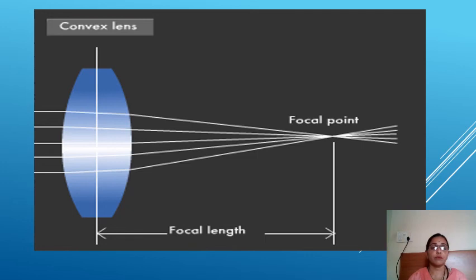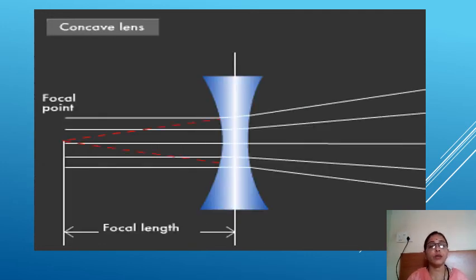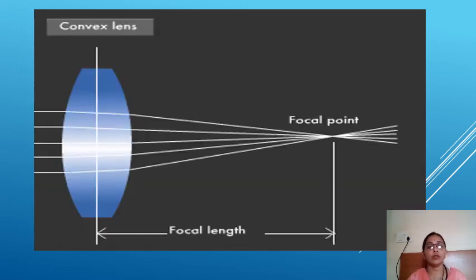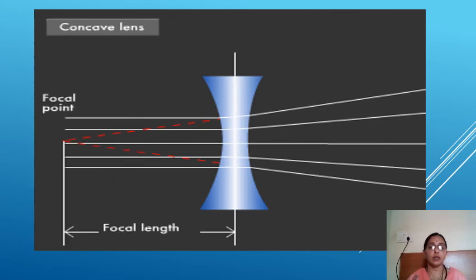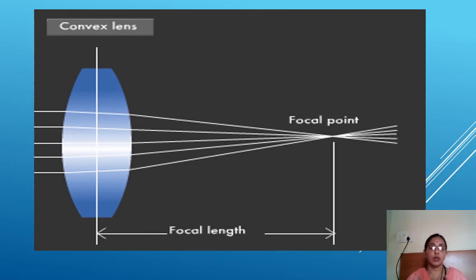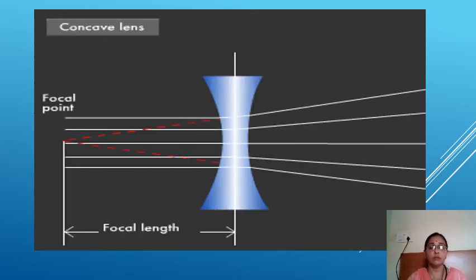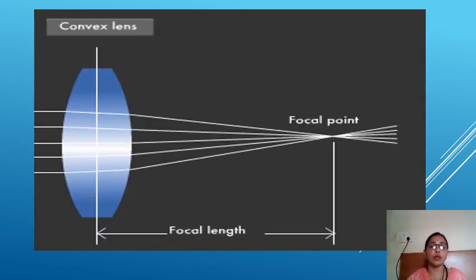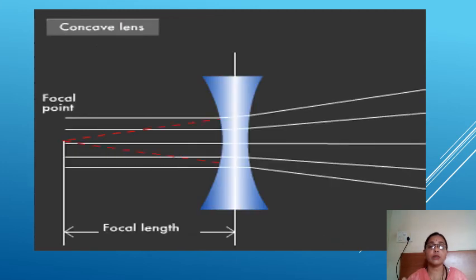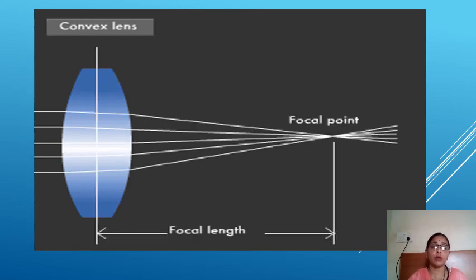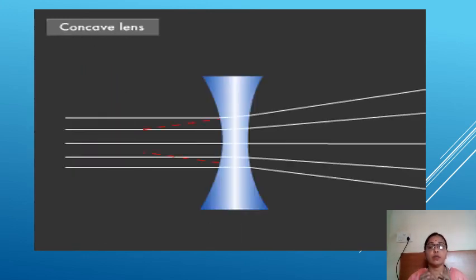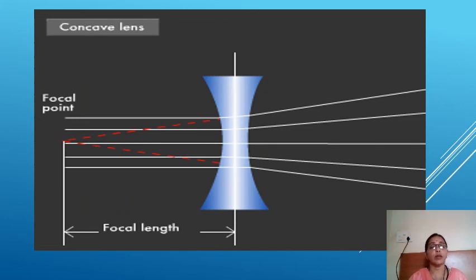So here just see, there is a video here, converging the rays of light, and this is diverging. Which lens converges? Convex lens converges. And which lens diverges? Concave lens diverges. You could see the focal point. Wherever the rays meet, that is the focal point. Here the ray of light converges. Here, with the concave lens, the ray of light diverges.